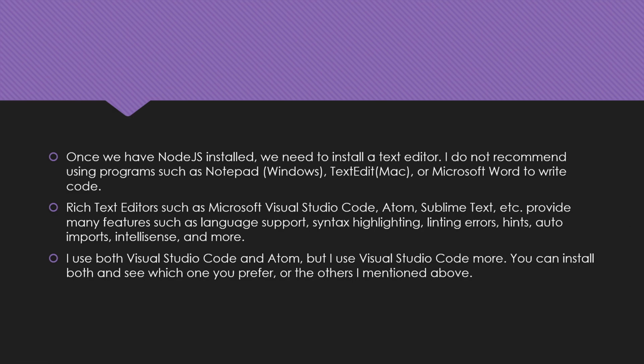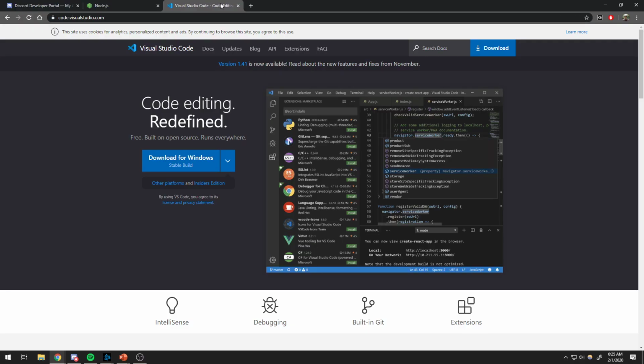Now, once you've got Node.js installed, the next thing you want to do is install a text editor. Personally, I recommend Visual Studio Code because I use it all the time and I absolutely love it. I've never had any issues with it. It's a very easy installation. Just go to this website and download it for whatever operating system you're using. It's cross-platform, so it's freaking awesome.